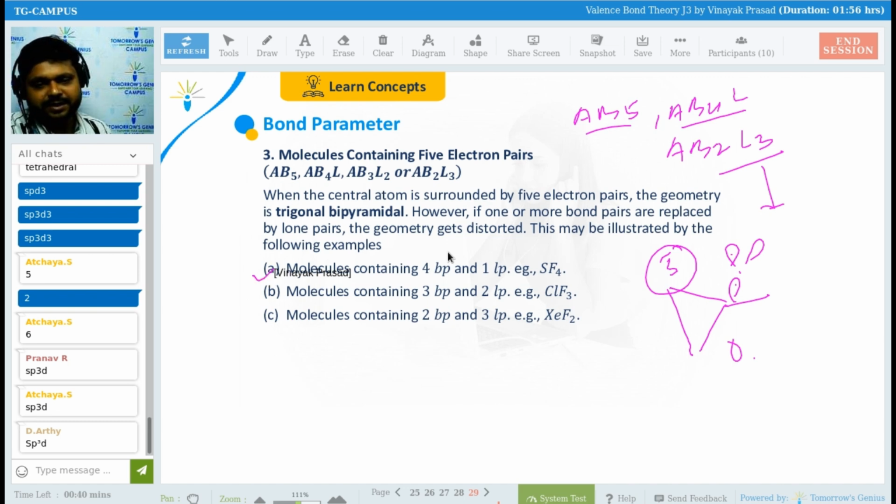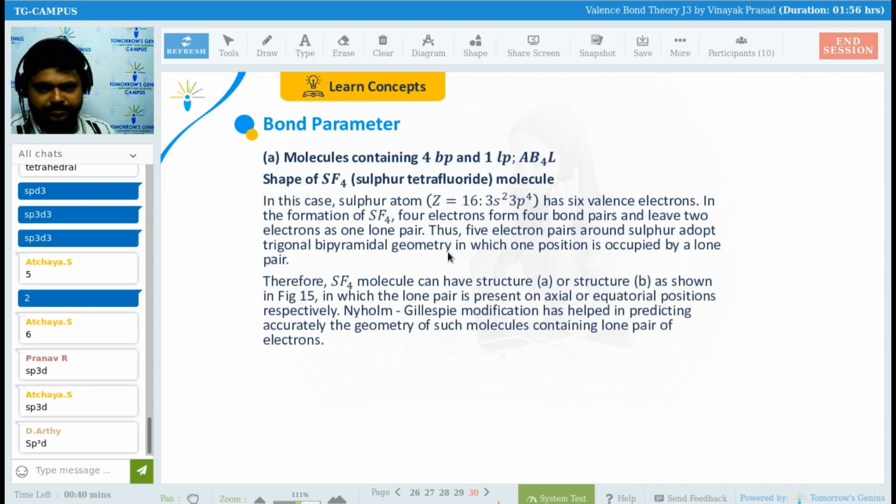So guys, we have seen like this. If there are 2 bond pairs and 3 lone pairs, that will be AB2L3 type. You can say a molecule containing 4 bond pairs and 1 lone pair is AB4L type, right? That is SF4, sulfur tetrafluoride.